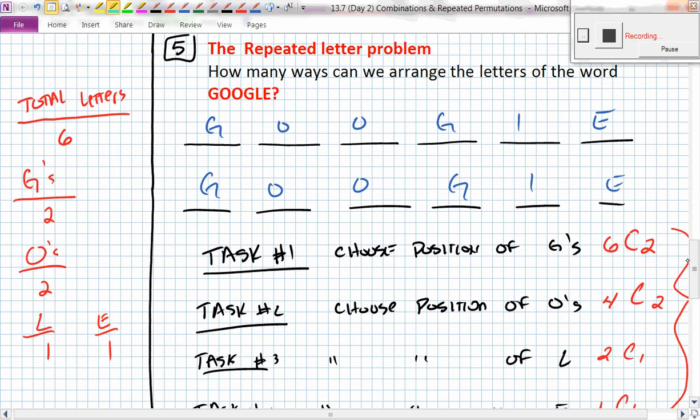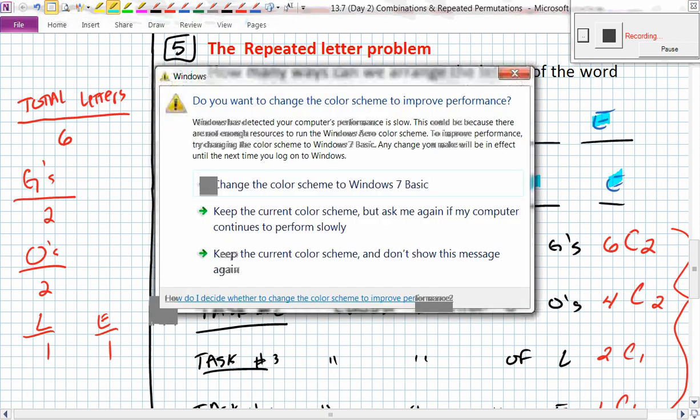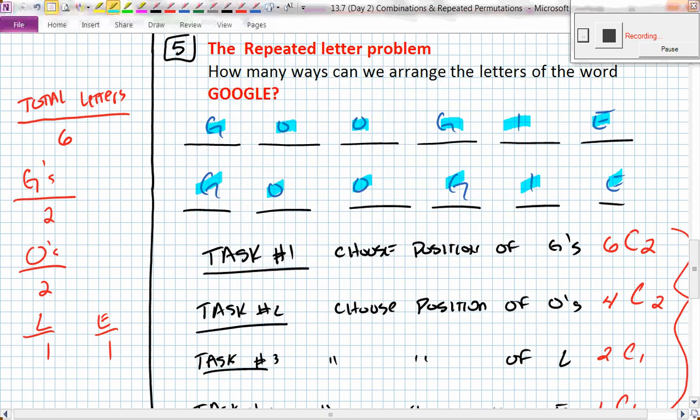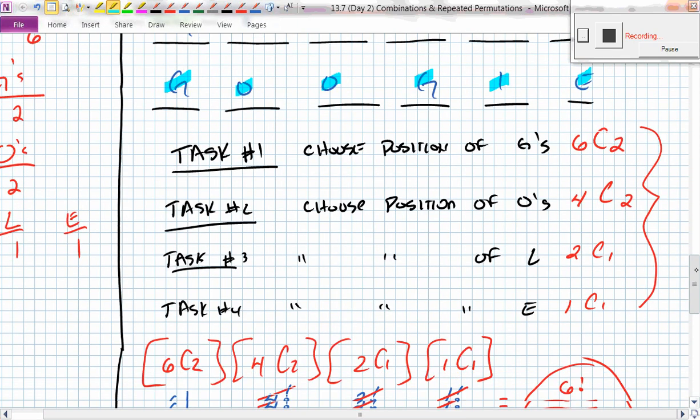Okay, number 5, probably the most fun problem of the day, and probably the most difficult, the repeated letters problem. How many ways can we arrange the letters of the word Google? You'll notice I wrote the word Google down, G-O-O-G-L-E. Then I'm going to rearrange some of the letters, G-O-O-G-L-E. And the problem is you cannot tell the difference. So what this question is really asking us is how many distinguishable permutations of the word Google are there? Meaning we can distinguish one from the other. These are indistinguishable. So here's how we broke it down.